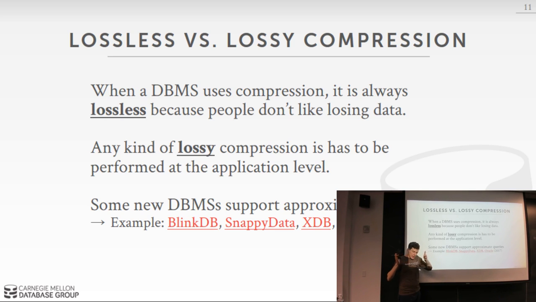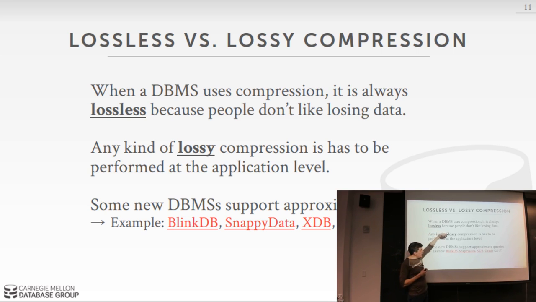So the original data goes in, you compress it, and then when you decompress it, it's not going to be the exact copy of what you put in before. For video, that's fine. For numerical data, like your bank data, that's bad. People don't want to do that. So this is why we're always going to be lossless.